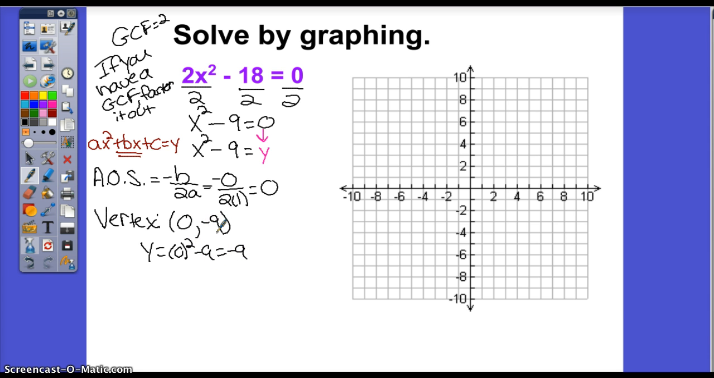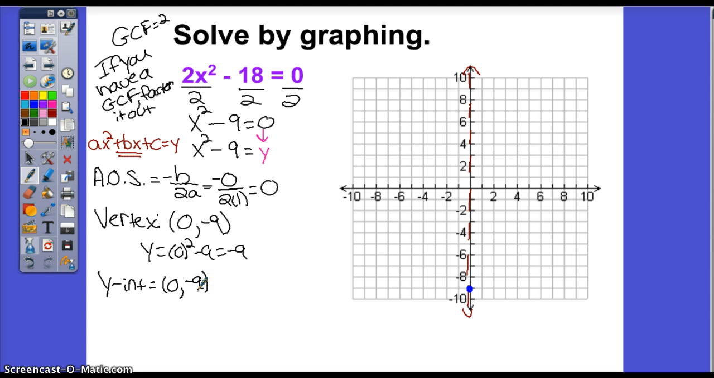I'm going to go ahead and start plotting the things that I know as I go. My axis of symmetry was 0, so I'm even just going to put my dashed line there. And I know that my vertex is 0, negative 9. Now I'm going to keep going. I need to find my y-intercept. My y-intercept is when x is 0. Well, we already know it. Our y-intercept is the same thing as our vertex of 0, negative 9.